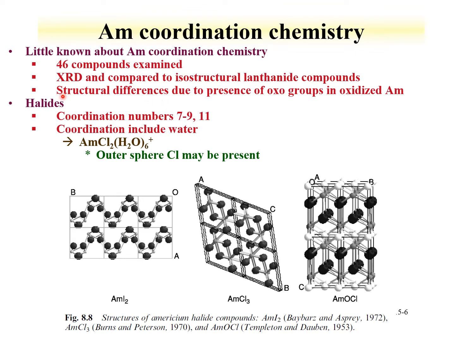Halides have been examined with relatively large coordination numbers, anywhere from 7 to 11, and often these coordination environments include water. In some species, such as the chloride, it may be coordinated through an outer sphere with the americium. Structures have been evaluated for the dihalide, the trihalide, and a mixed oxyhalide species.